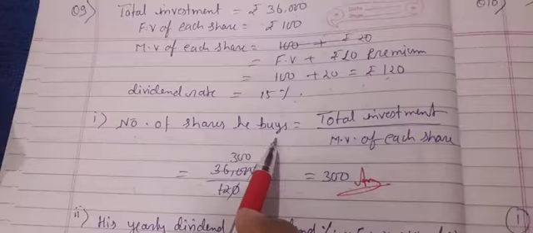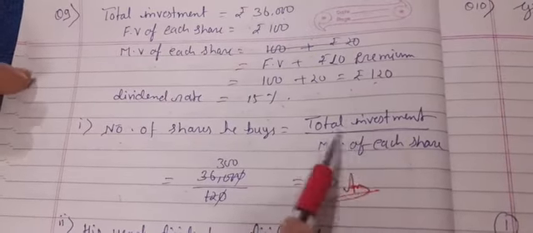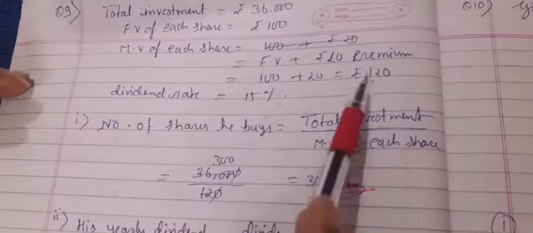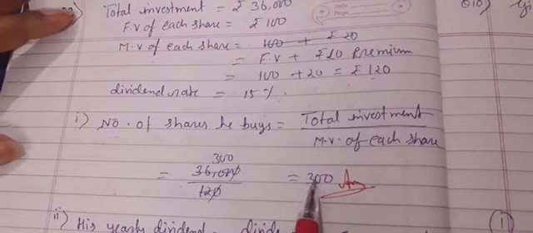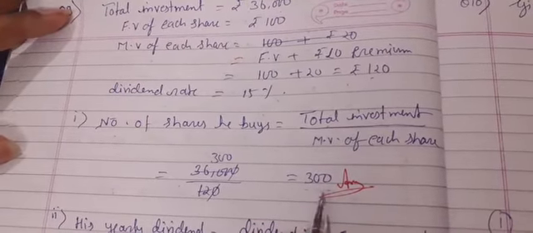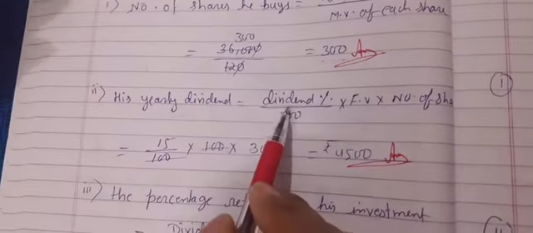Number of shares he buys equals total investment by market value of each share. What is the total investment? 36,000. And what is the market value of each share? 120. So when you divide, this equals 300. It means there are 300 shares. He bought 300 shares.